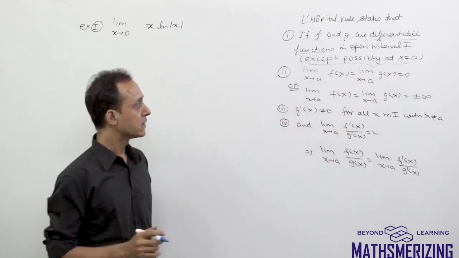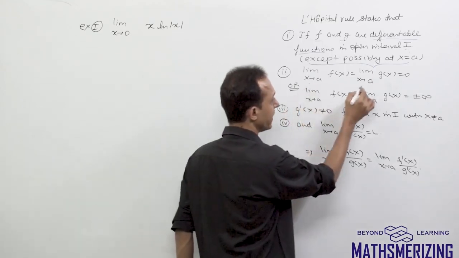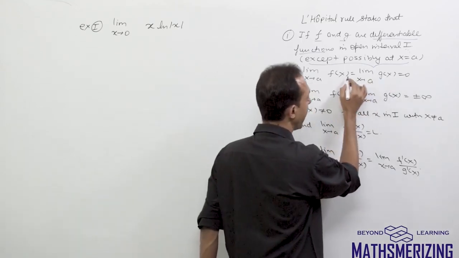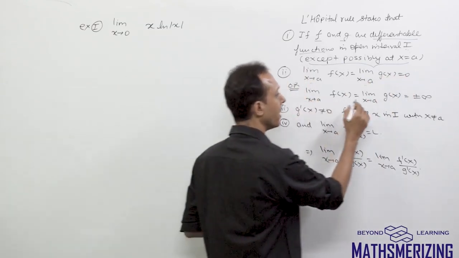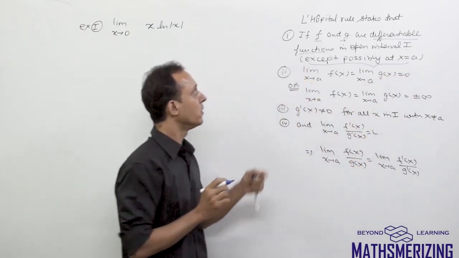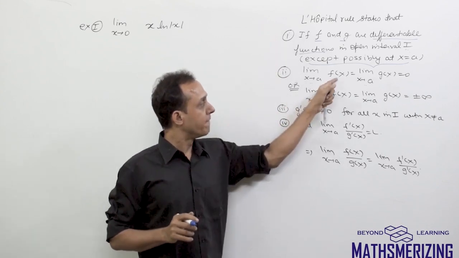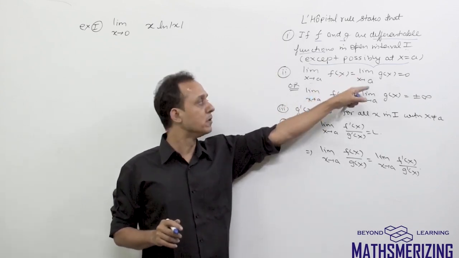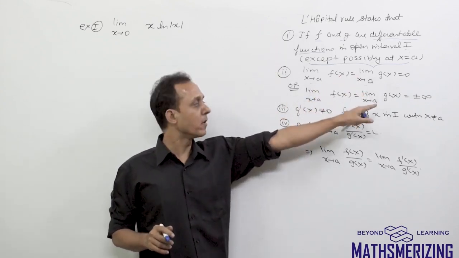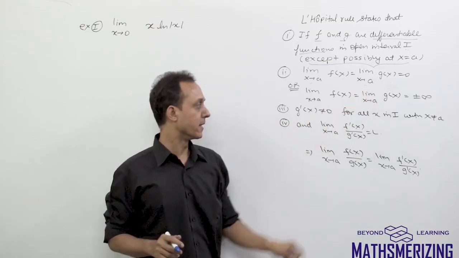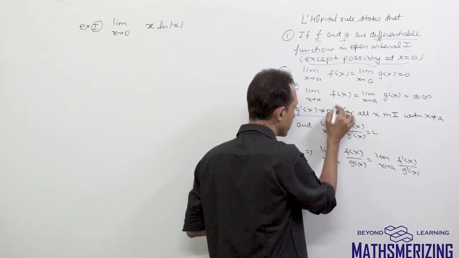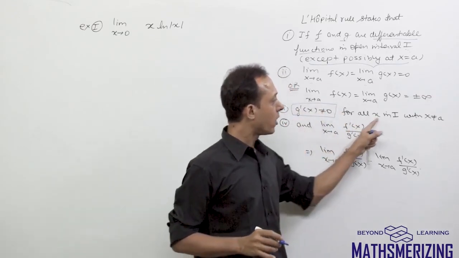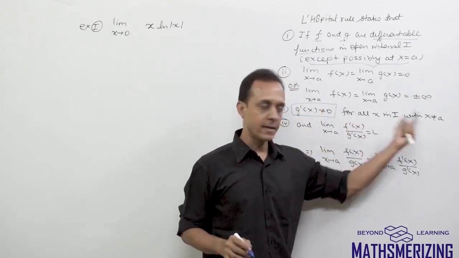Now, the second condition is that the limit as x tends to a of f(x) and g(x) should either be 0 or plus or minus infinity. So, this rule holds when f(x) upon g(x) is either 0 upon 0 form or infinity upon infinity form with plus or minus sign. Now, the third condition is that g'(x) should not be equal to 0 for all x except possibly at a.